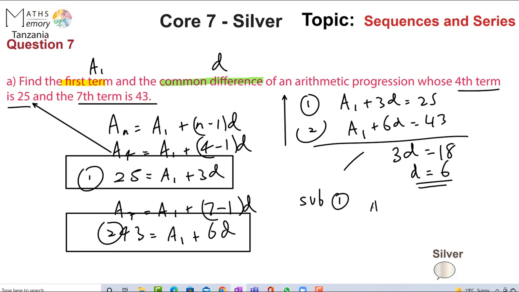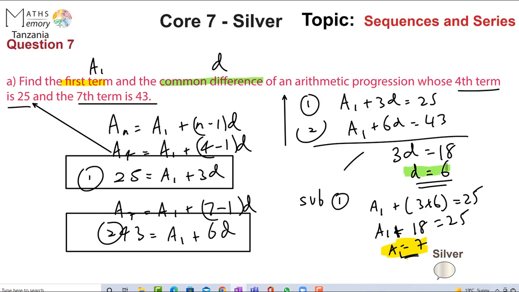So we'll get A1 plus 3 times 6 equals 25. A1 plus 18 equals 25. So A1 equals 25 take away 18, which is 7. So that's your first term over here. Our 2 answers are going to be this: the first term A1 is 7, and the difference is 6.